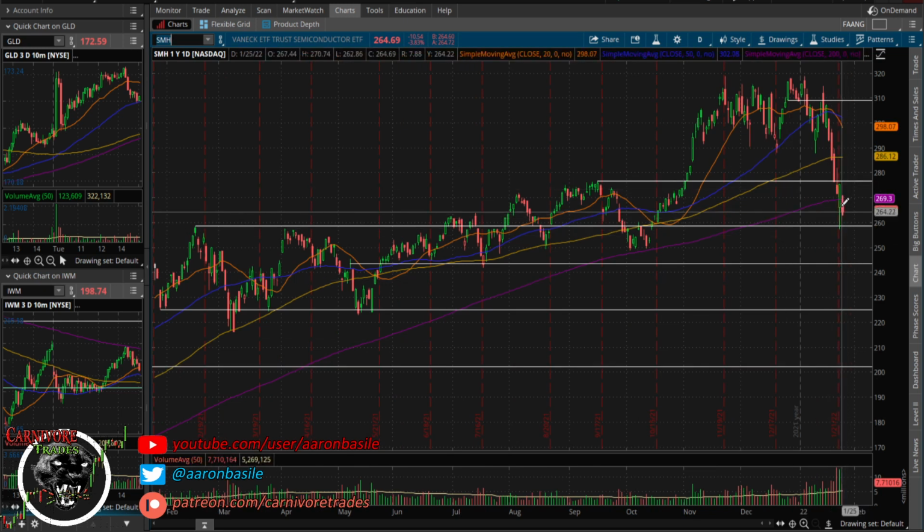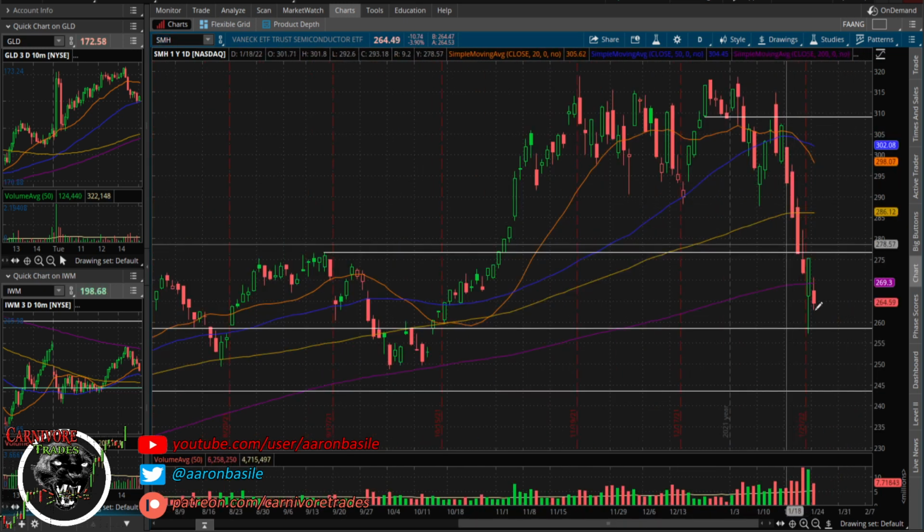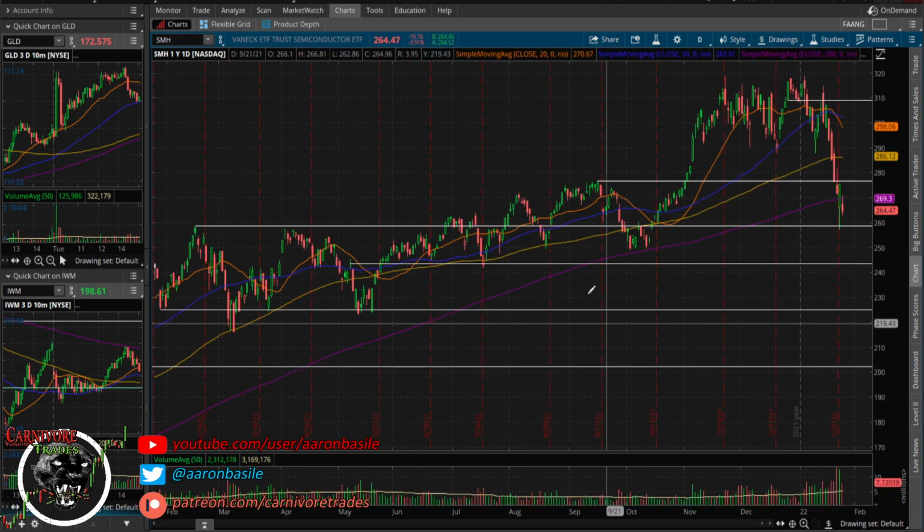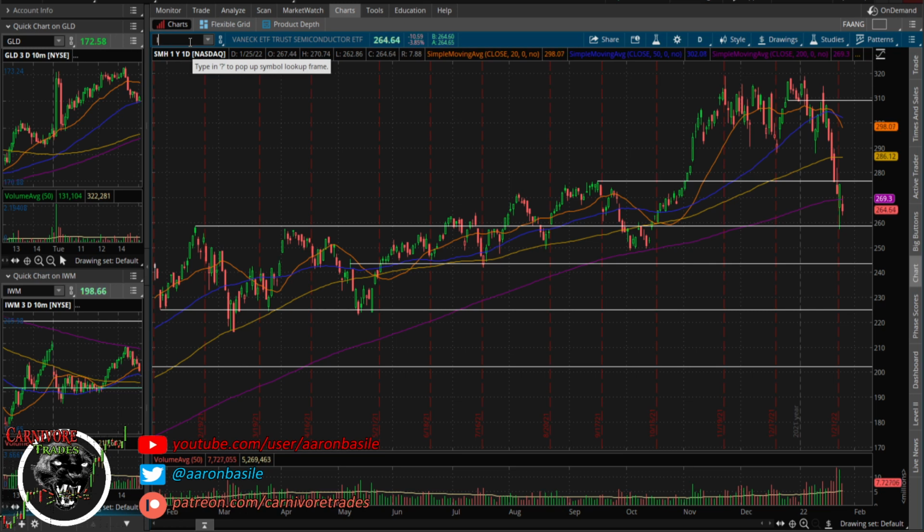Semiconductors as well. I'm struggling to hold that 200 moving average, but again, it's inside of yesterday's candle, and we're not going to make too much out of it. Again, the market's just waiting on the FOMC, so we're not going to get too crazy here with analysis today. It just looks like a pause day for me overall.